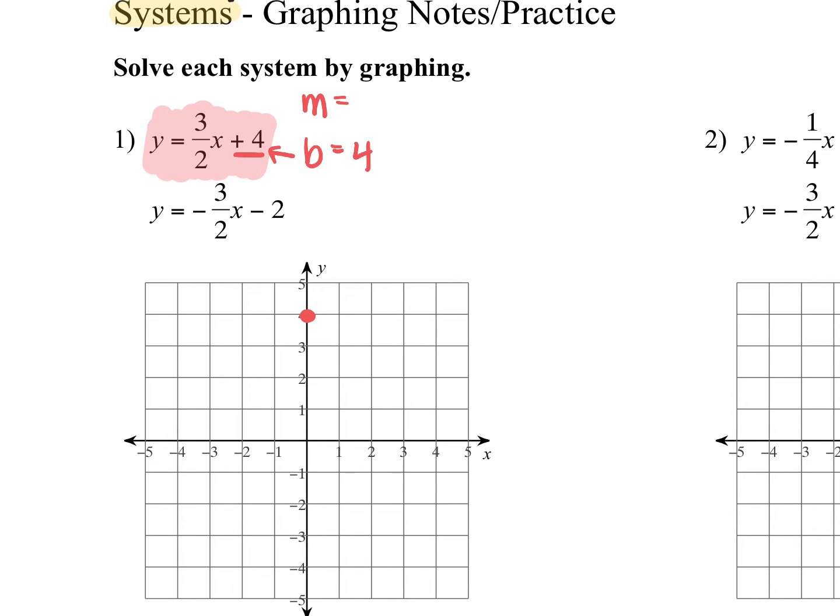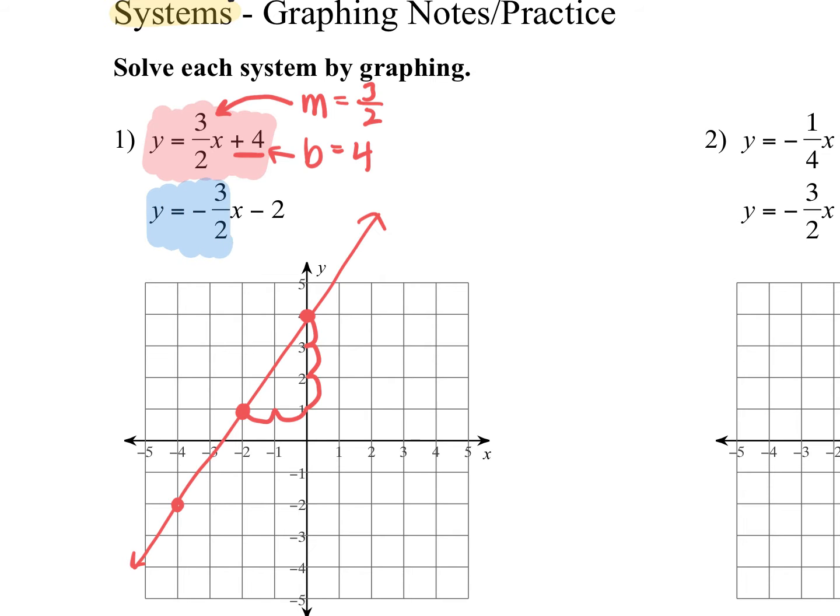Then my slope is 3 over 2. That means a rise of 3 and a run of 2, and it's positive. If I go up, I'm running out of space, so I'm going to go down 3 and then over 2, so that when I draw my line, it is going to create a positive slope. The difference from last time is that we continue this pattern until we are all the way off the graph. There we are. I'll draw my line with arrows on both sides. We got our first line drawn.